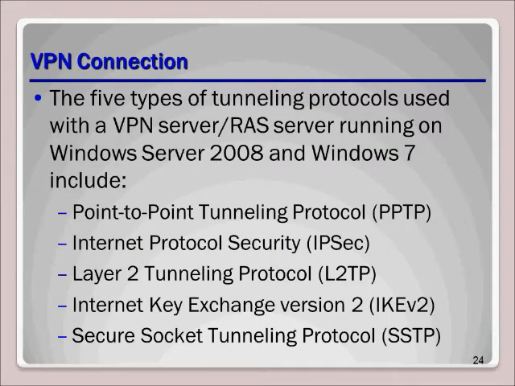The 5 types of tunneling protocols used with a VPN server running on Server 2008 and Windows 7 include the Point-to-Point Tunneling Protocol, PPTP, Internet Protocol Security, or IPsec, Layer 2 Tunneling Protocol, L2TP, Internet Key Exchange version 2, IKE version 2, and the Secure Socket Tunneling Protocol, SSTP.